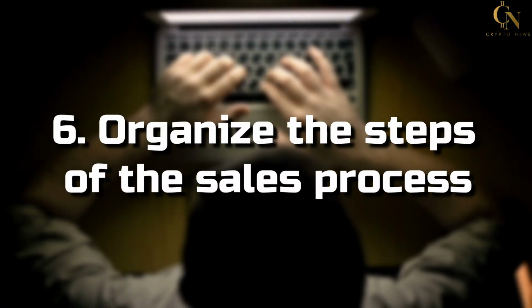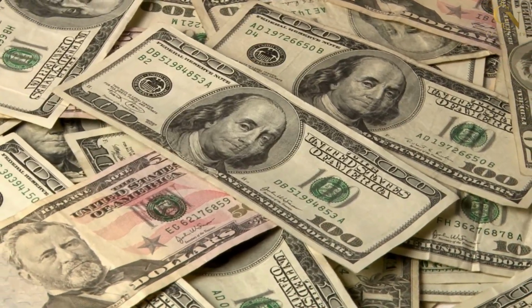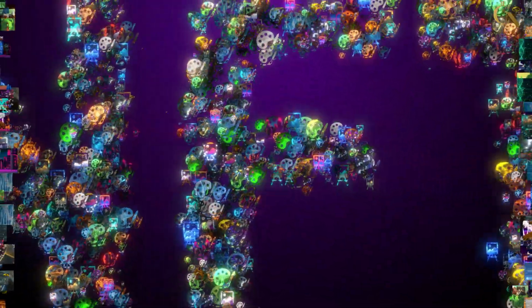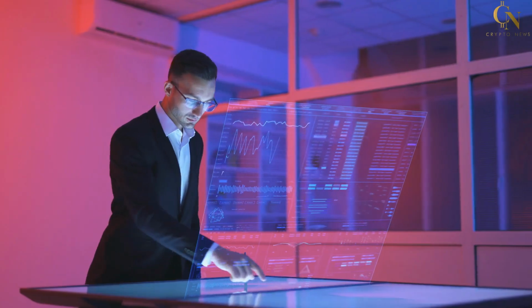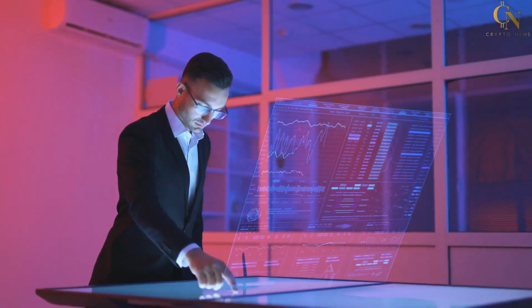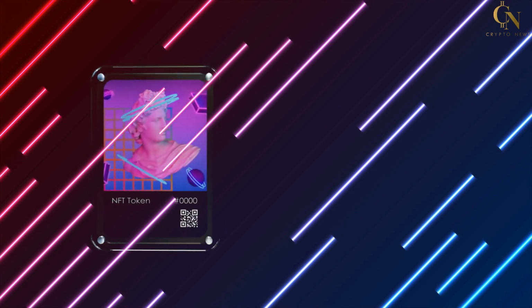6. Organize the steps of the sales process. The decision as to how you will make money off of your newly minted NFT comes at the very end of the process of minting NFTs. You may be able to, depending on the platform, sell it at a set price. If you choose to sell it at a defined price, you will make it possible for the first individual who is willing to meet that price to purchase your NFT.